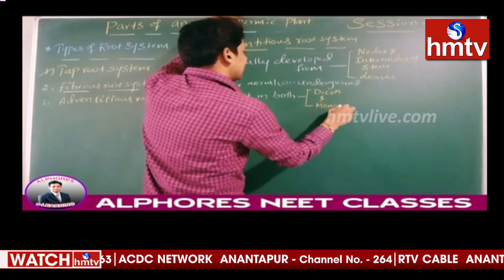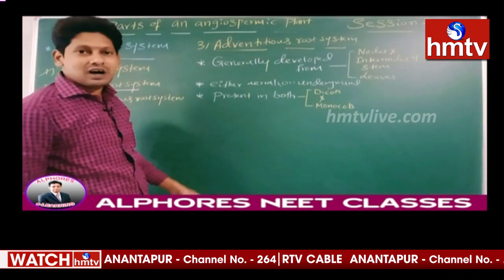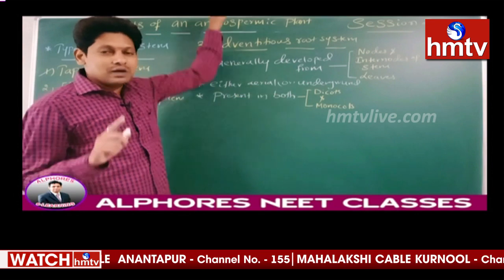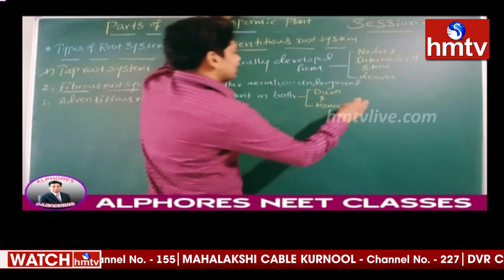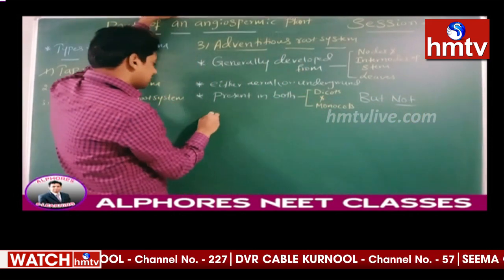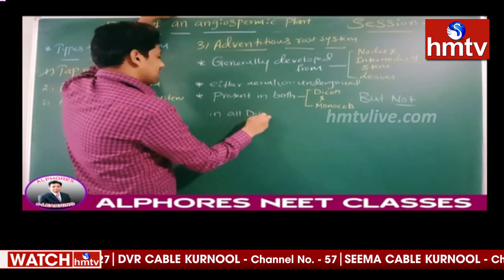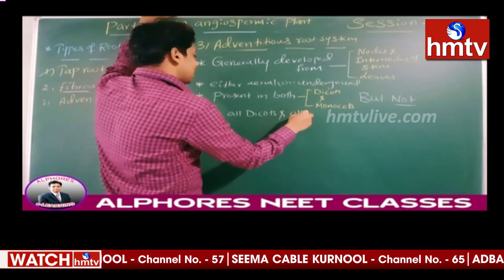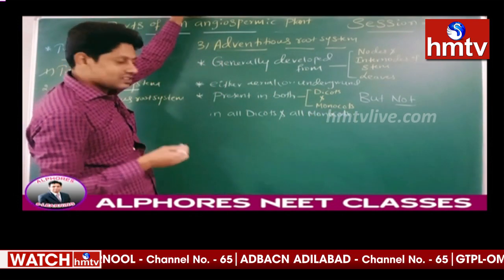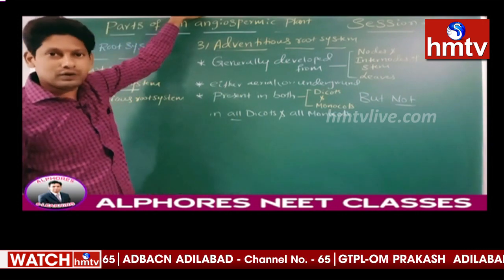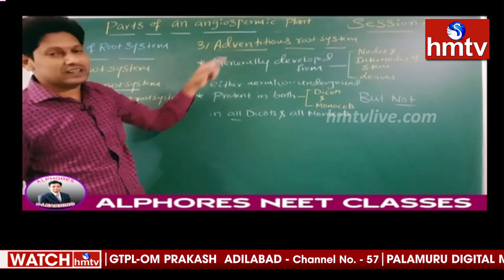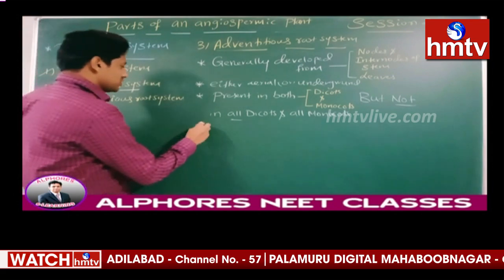Does it mean that they are present in all dicots and all monocots? No. Adventitious roots are present in dicots and monocots, but not in all dicots and all monocots. Is this statement okay? Do all dicots and all monocots contain adventitious roots? No, they won't. Is it okay? Right. Now go for examples of adventitious root system.